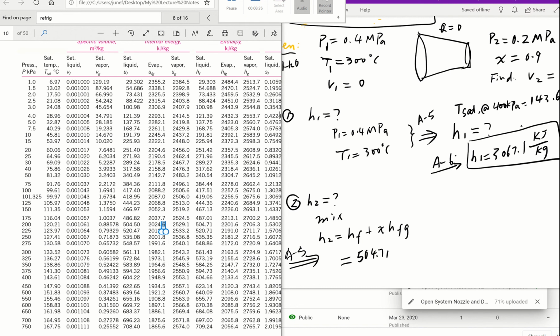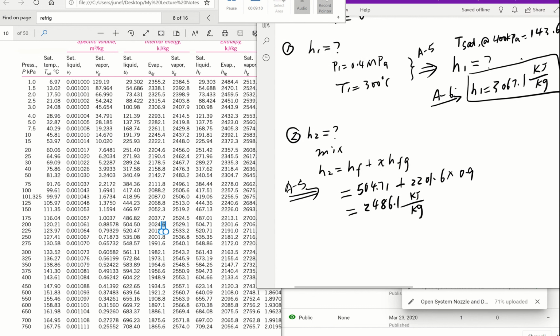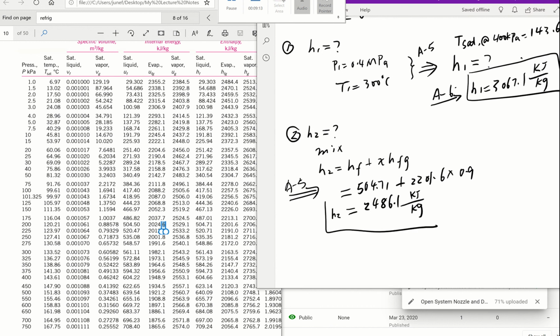And HFG is going to be 2201.6, times quality 0.9. Okay, so let's do a quick calculation. See what we get for our H2. So 2201.6 times 0.9 plus 504.71. And we have 2486.1 kilojoule per kilogram. That's our H2, our outlet enthalpy.